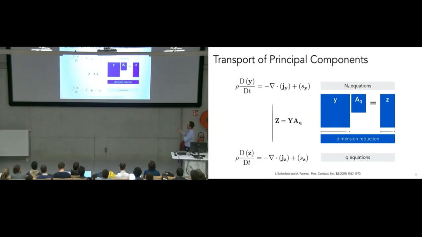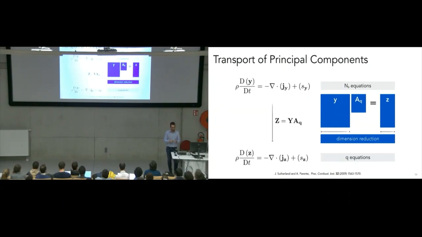And then you do this projection onto the principal components, and you get a fewer number of transport equations for your principal components that are a mapping from your original state to the reduced state. Okay, now you have fewer equations, but you have a few problems as well. First of all, you have this transport term. I will not talk about that today, but you have to do something to express the transport terms in the principal component space.